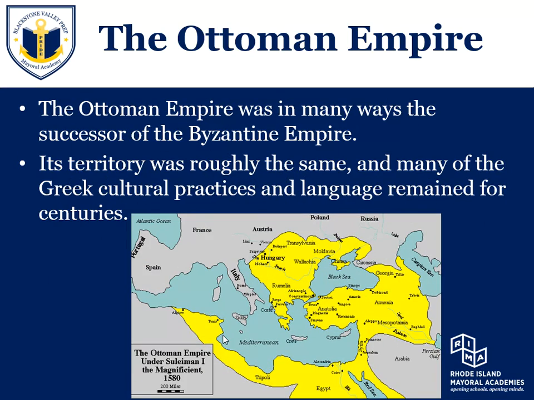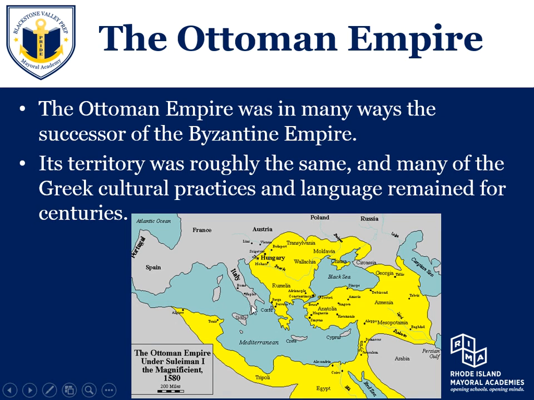Now, we're going to compare that with the Ottoman Empire, which in many ways was the successor of this Byzantine Empire. They were obviously opponents early on. They warred against each other. The Ottomans fought against the Byzantines and eventually conquered Constantinople, and then expanded to cover basically what was the Byzantine Empire. Its territory is really remarkably similar.